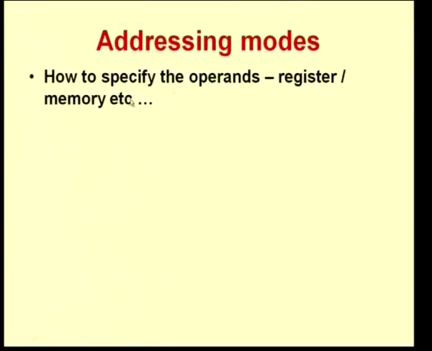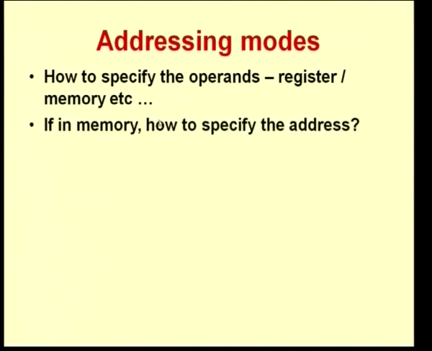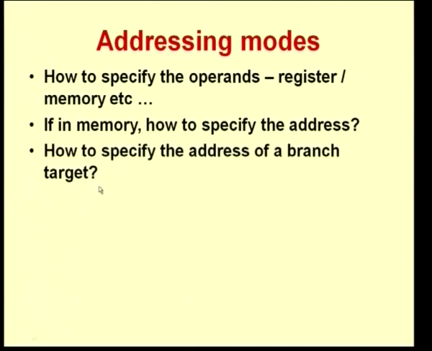So, how to specify the operands, whether they are in register, in memory and so on, and if it is in memory, how do you specify the address? Is it directly specified or indirectly specified? So, these are issues that we look at here. And then of course, we have seen that we use branches and you have to specify the target of a branch. So, how do you specify the address of a branch target? This is another aspect of understanding addressing modes.